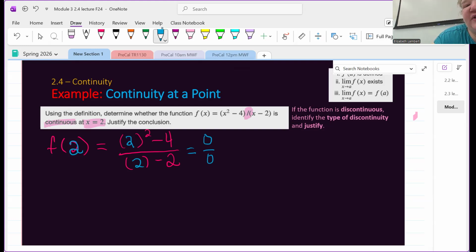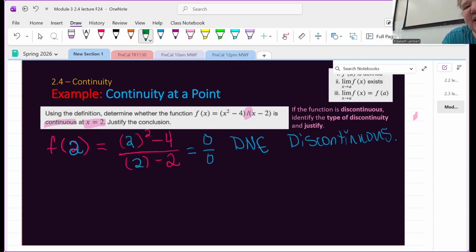What we've got to play around with and see is whether it's an infinite discontinuity, a removable discontinuity, or a jump discontinuity. So we answered the first question. Now we're just going to figure out what type of discontinuity. When figuring this out, we play around with the left and the right limit and see what they approach. So now we're going to look at the limit as x approaches 2 from the left of our function.